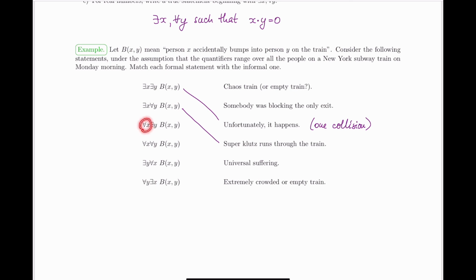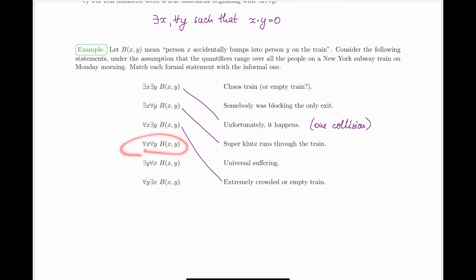Next, for all X's, so no matter what person you find, I will find you another person so that your person bumped into mine, right? No matter who you pick, there will be someone that they bumped into. Okay, so what can that be? It's probably going to be an extremely crowded train, because no matter who you pick, I will find someone for which the collision has happened.